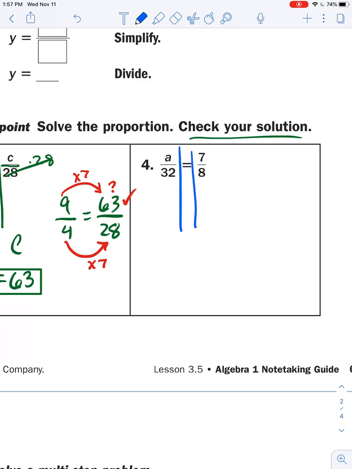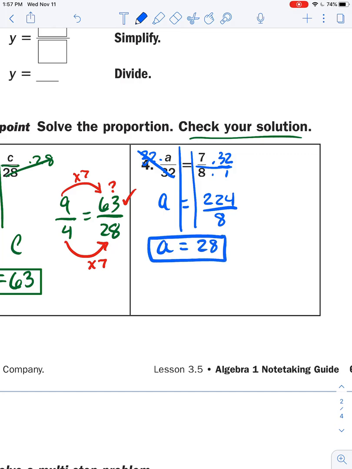Looking over here next door, I'm going to say A was divided by 32, so to undo division, I'll need to multiply by 32. These cancel. So 7 times 32 on my calculator gives me 224 on the top. On the bottom, 8 times 1 gives me 8. And then again, just using my calculator to do that division, I get that A is 28.